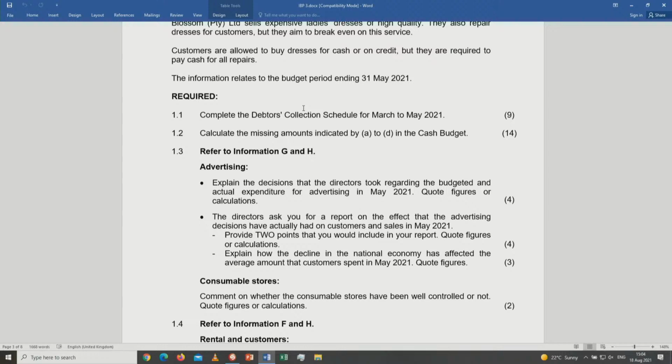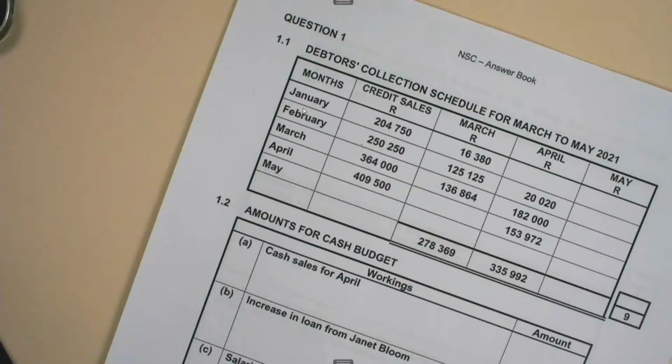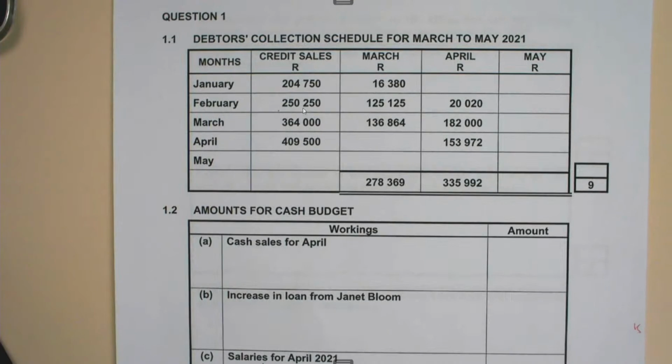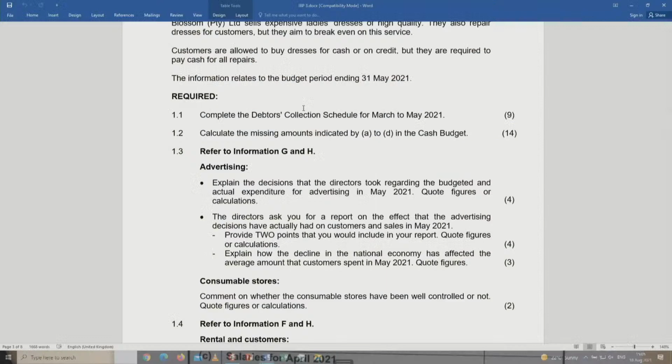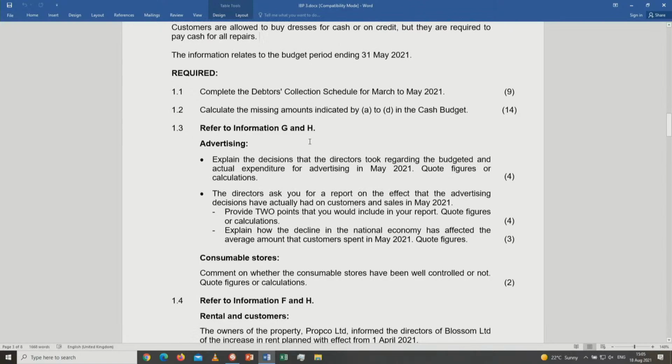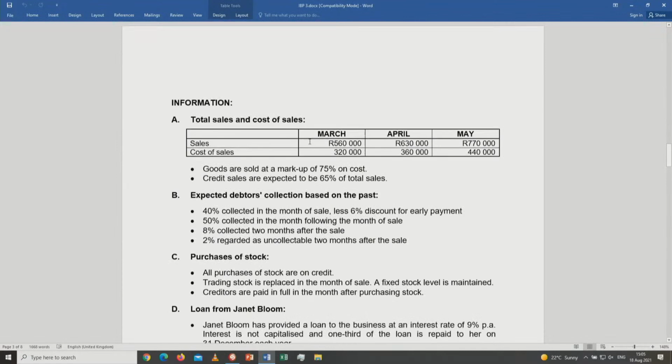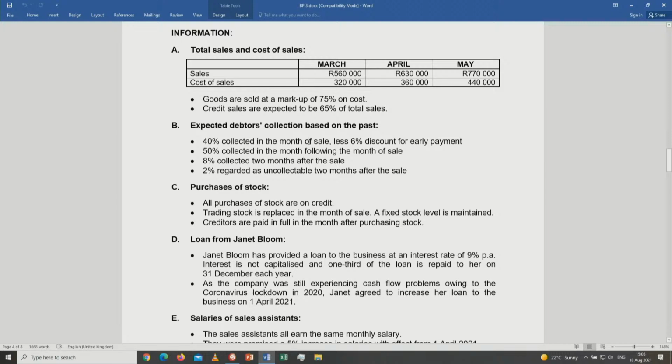Ladies and gentlemen, let the answer book guide you. Now let's look at our answer book. There's our answer book. It is the debtors collection schedule. Remember I said to you, for us to do the debtors collection schedule, we must first find out from the information: how much is our credit sales percentage? Credit sales in this case is 65%, right? 65% is our credit sales.